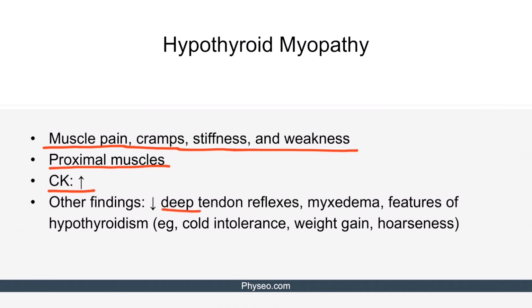Now, other findings such as decreased deep tendon reflexes, along with myxedema, which refers to symptoms of advanced hypothyroidism, including the swelling of the body, especially the face and tongue, can also be evident. Looking for other symptoms of hypothyroidism, such as cold intolerance, weight gain, and hoarseness, can actually help you diagnose hypothyroid myopathy especially.